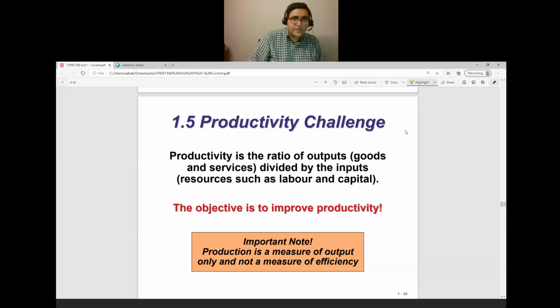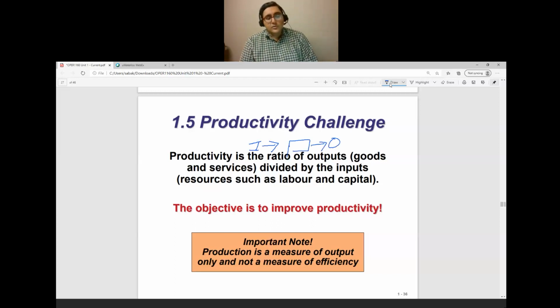Now we are reaching towards the next part of it, which is the productivity challenge. So remember productivity. Before going to productivity, I will again go back to my favorite block diagram, which I have been showing. So you have your inputs, and you have a block, and there is this output.